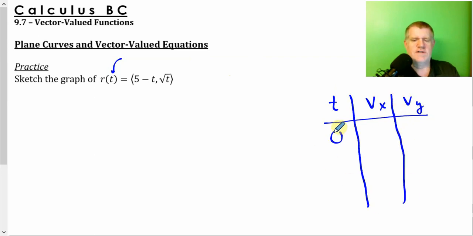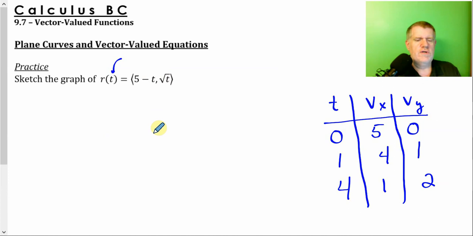So if t is 0, then I get (5, 0). If t is 1, I get (4, 1). And we'll do a nice easy one like 4. Then we have (1, 2). So what does that give us? What kind of an equation? See if I can do these axes somewhat straight. Probably not. So I'm just going to take a line tool. Oh, well, look, a dotted line. Well, that'll work. That's okay. There's our axes.